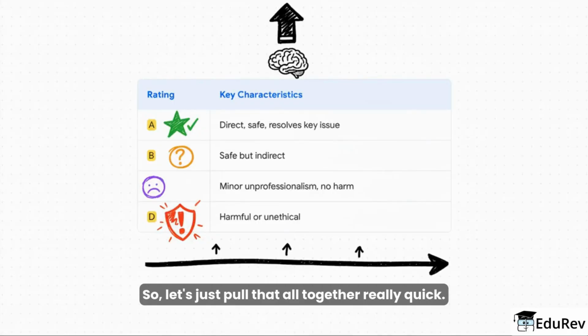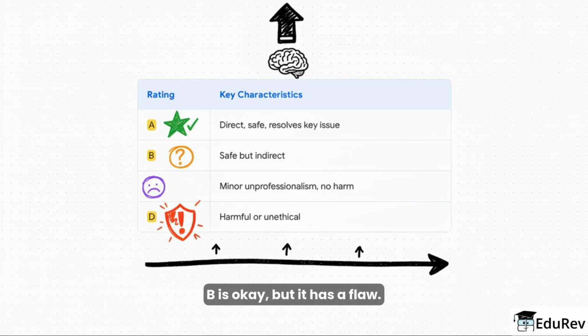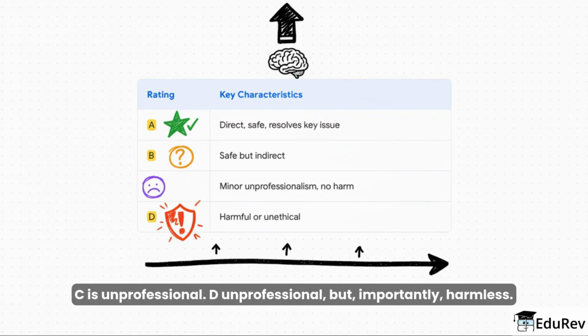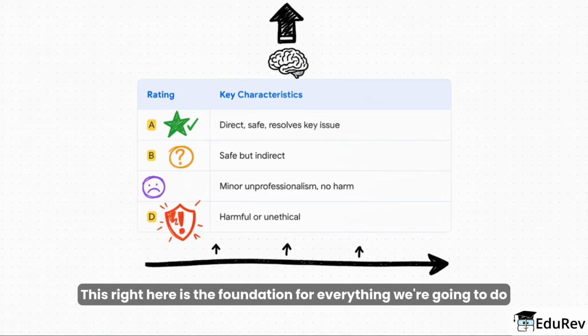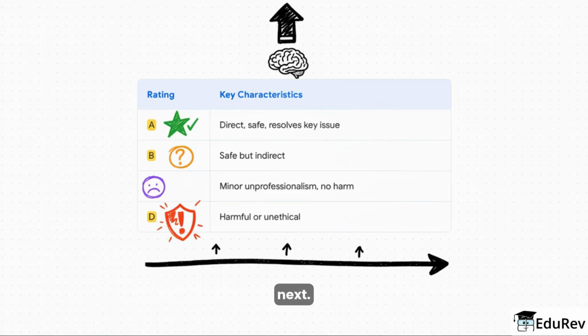So let's just pull that all together really quick. Keep this table in your head. A is ideal, B is okay, but it has a flaw, C is unprofessional, but importantly, harmless, and D is just plain harmful. This right here is the foundation for everything we're going to do next.